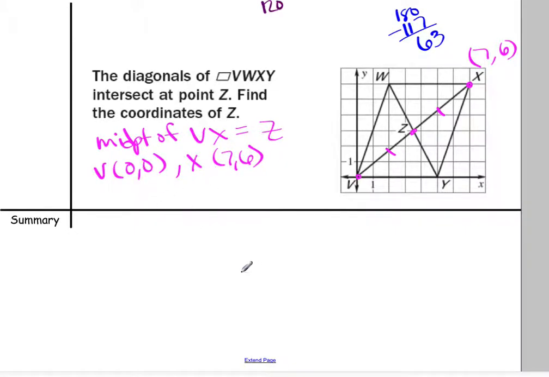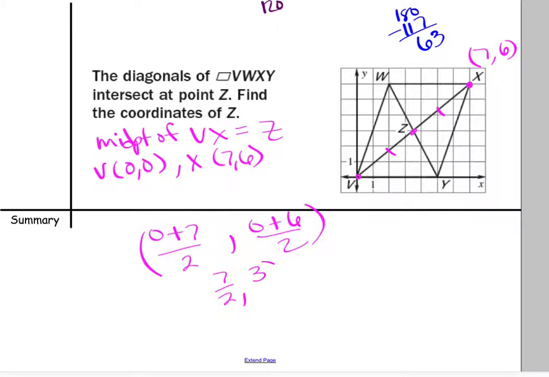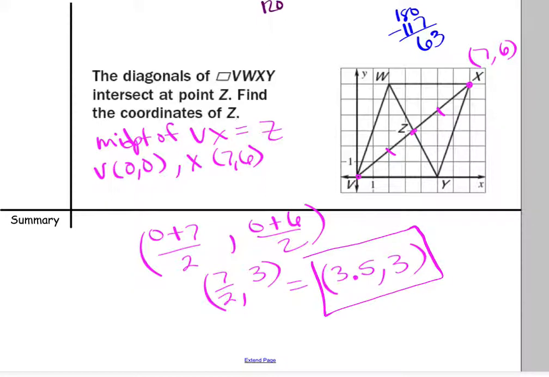So we need to find the midpoint of this, which means we need to add our x's and divide by 2, and then add our y's and divide by 2, and see what we get. 7 over 2, and 6 divided by 2 is 3. You could write it like that, or you could write it as a decimal if you want to, 3.5, comma, 3. That would be where Z is at. And you could do either diagonal, just do the midpoint of it, and you'll find the coordinate for the point where the diagonals intersect.